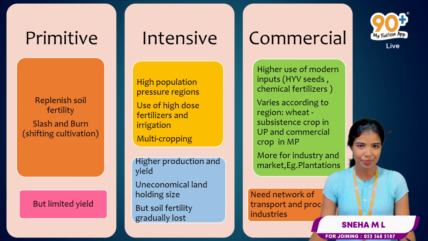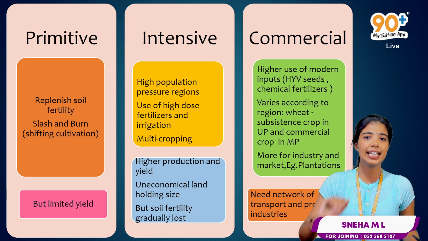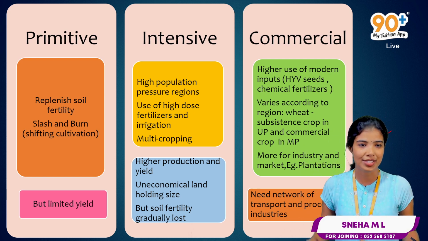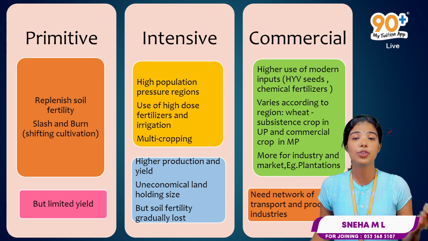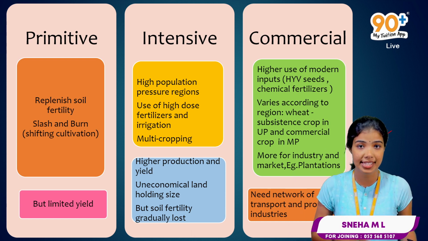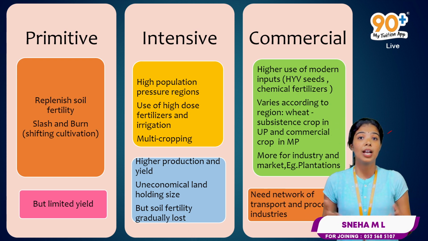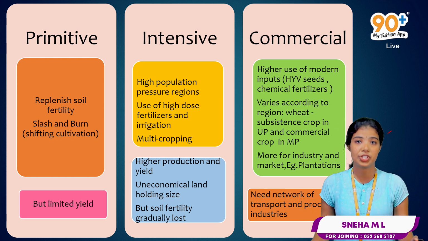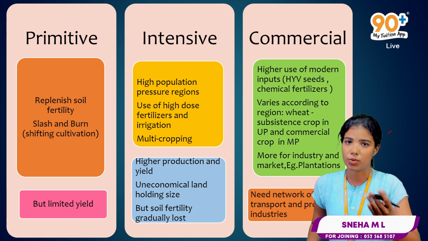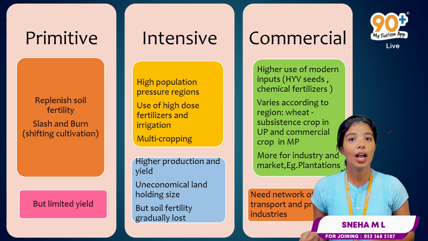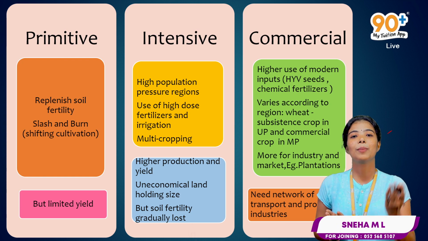Then what is the third type of farming? Commercial farming. So what is it? Basically for market and industries. So here we use a higher amount of modern inputs like HYV seeds and chemical fertilizers. And commercial farming varies according to different regions. How? Wheat, which is a subsistence crop in Uttar Pradesh, is a commercial crop in Madhya Pradesh.